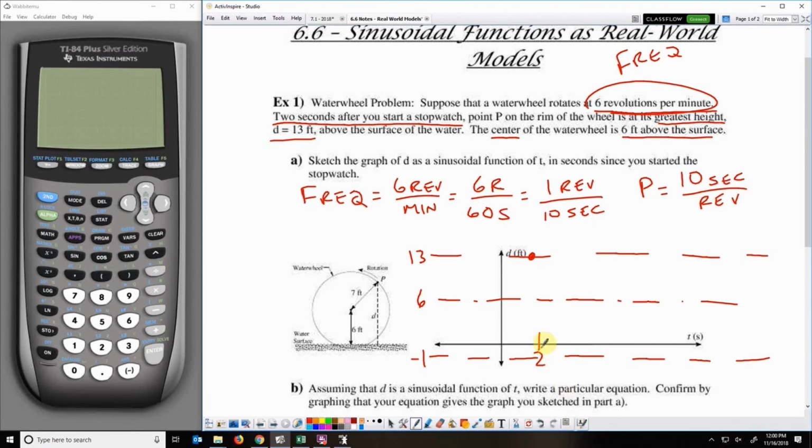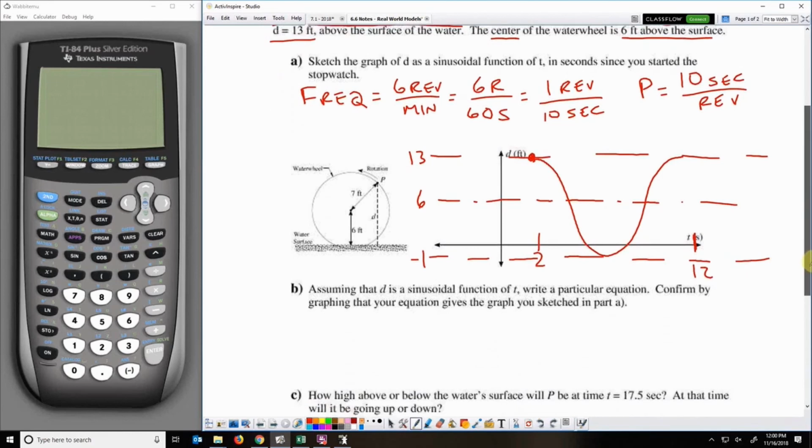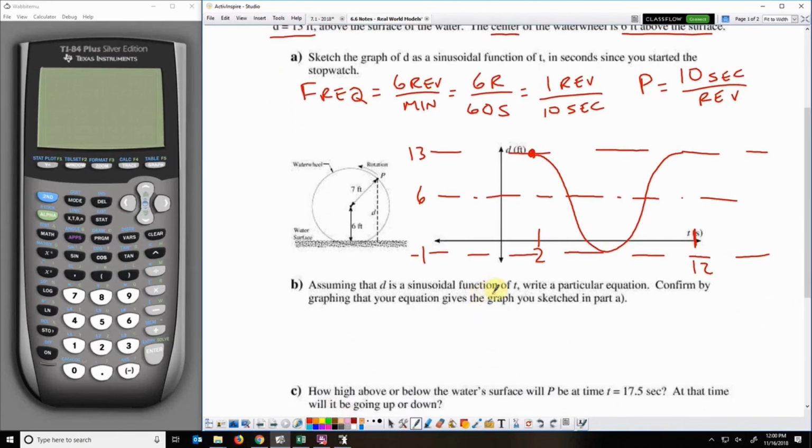So that means 10 seconds after this point, we are going to have finished a cycle. So we're here at the maximum, it goes down to a minimum, and back up to the maximum 10 seconds later at 12 seconds. Assuming d is a sinusoidal function of t, write a particular equation and then confirm it by graphing.